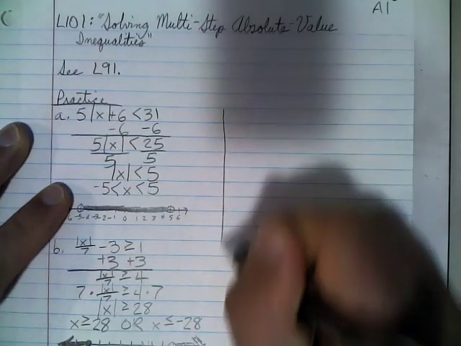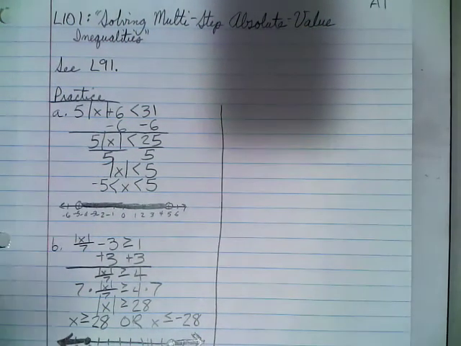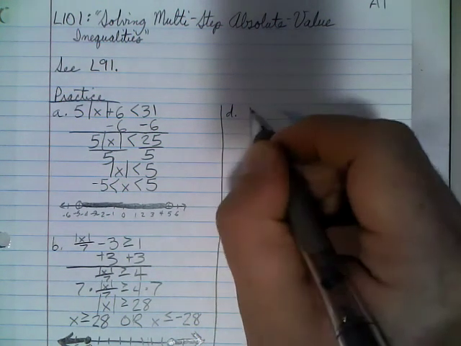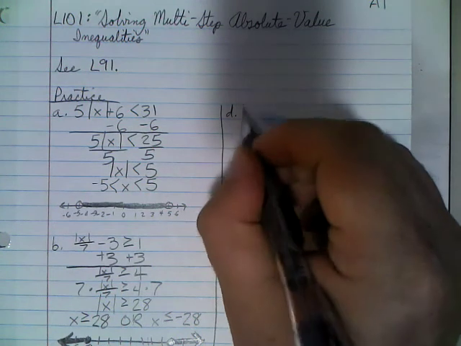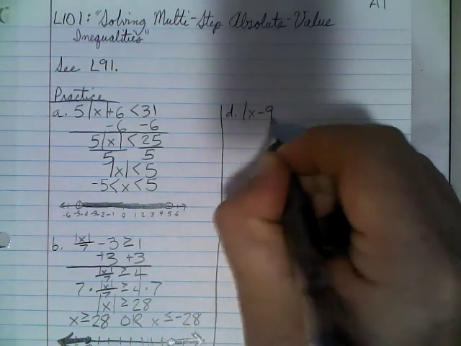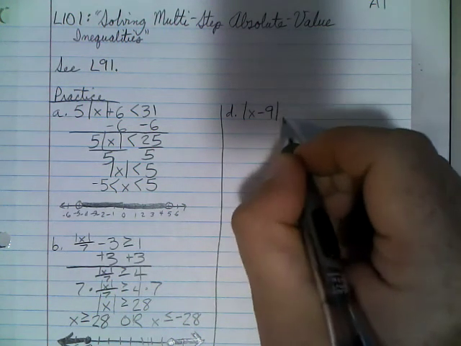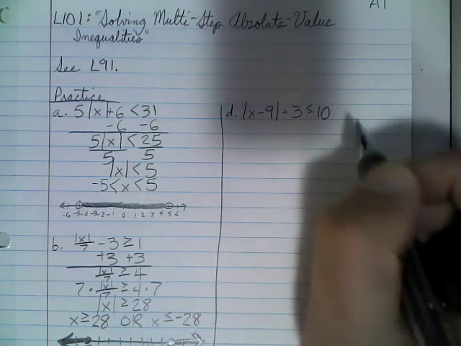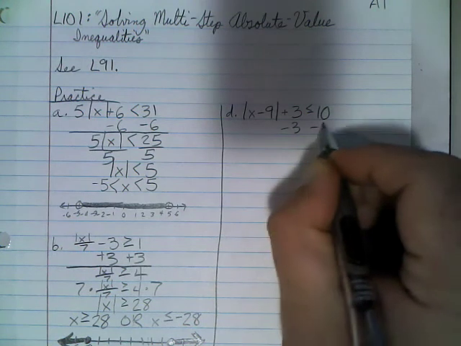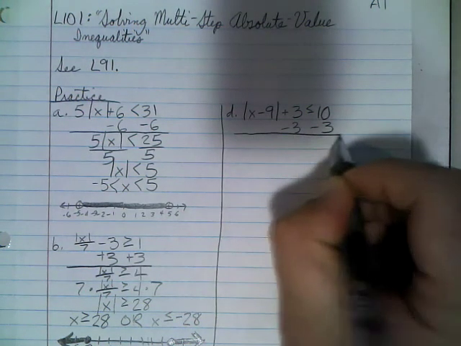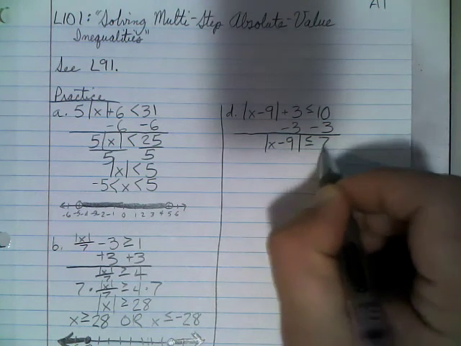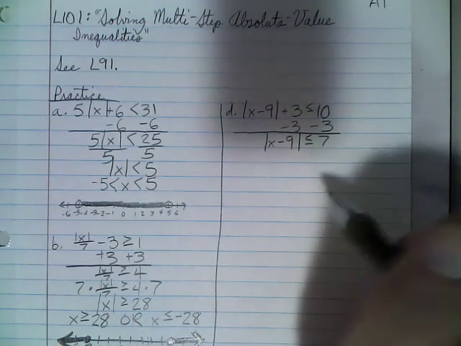Well, I've got plenty of room here to make a second column, so I'm going to save a little bit of space and go to a second column. D. For letter D, we have the absolute value of x minus 9 plus 3 is less than or equal to 10. So subtract 3 on both sides. And now we have solved for the absolute value, which means we're going to split it.